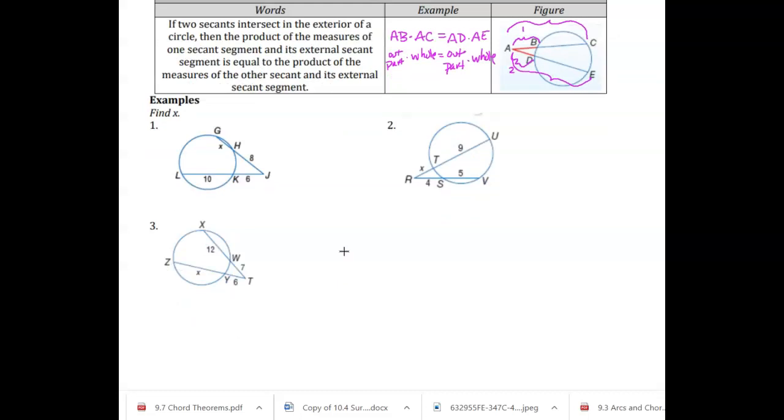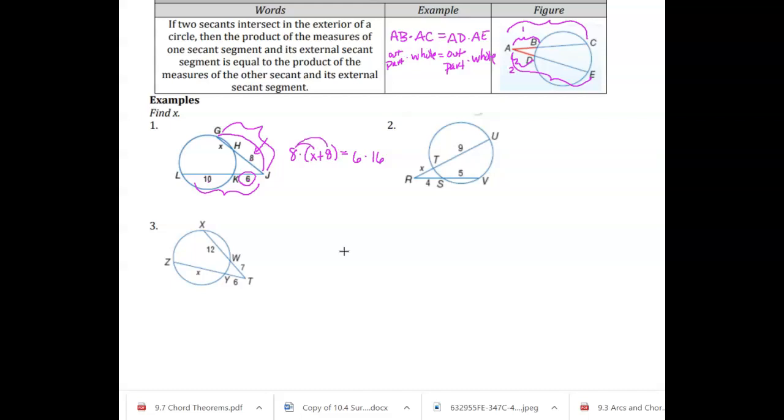And I have a couple just because it's different for solving. So if we look at this secant, I've got the outside part times the whole part, which is x plus 8 when you put those together. And that equals the outside part times the whole, which 10 plus 6 gives us 16. So if you can put it together, please do. It makes it look simpler, but it's easier to solve.